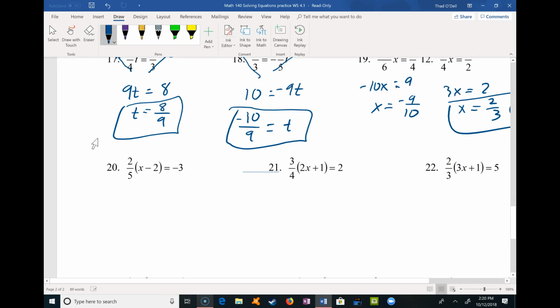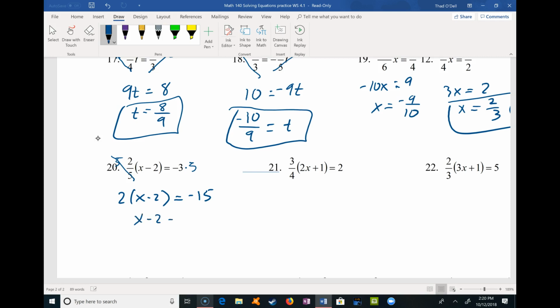Okay, moving up here, there's only one fraction here, so I'd probably just multiply both sides by 5. That would give me 2 times x minus 2 equals negative 15. Again, notice I just multiply this side by 5 and that side by 5. The 5 cancels out, since it's all one term. Then I'm going to divide both sides by 2. So that'd be x minus 2 is equal to, oh wait, I guess I could distribute.